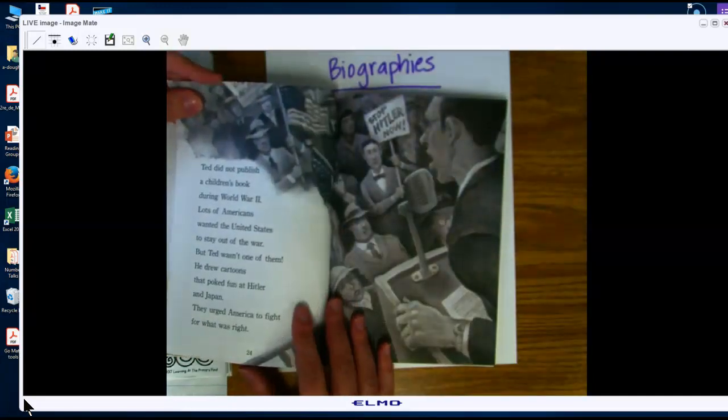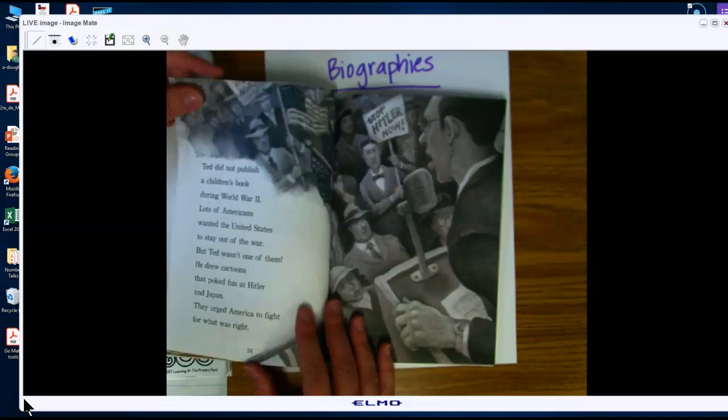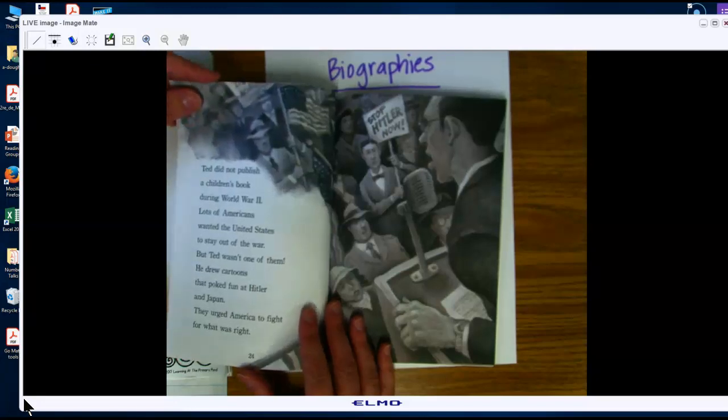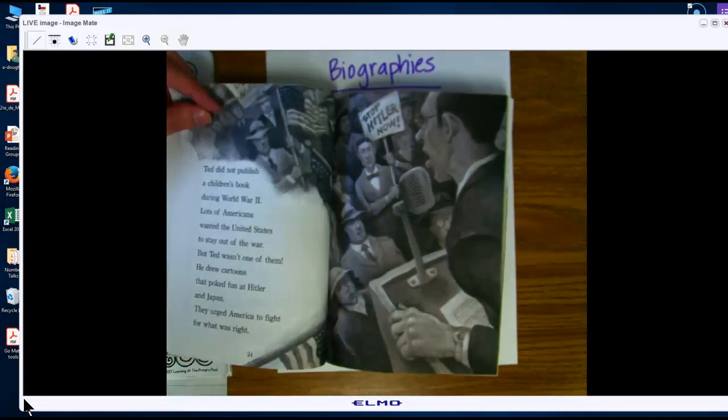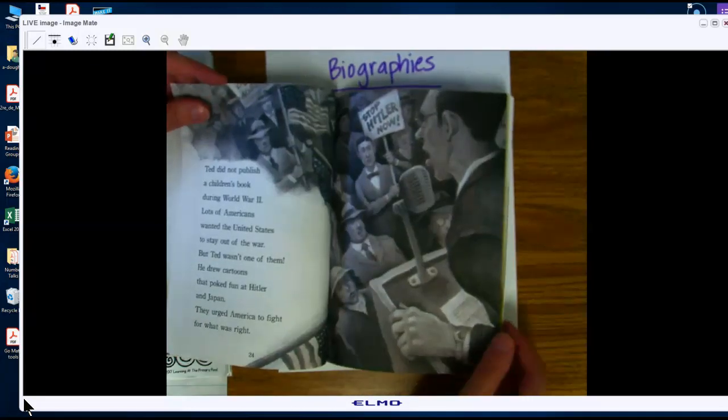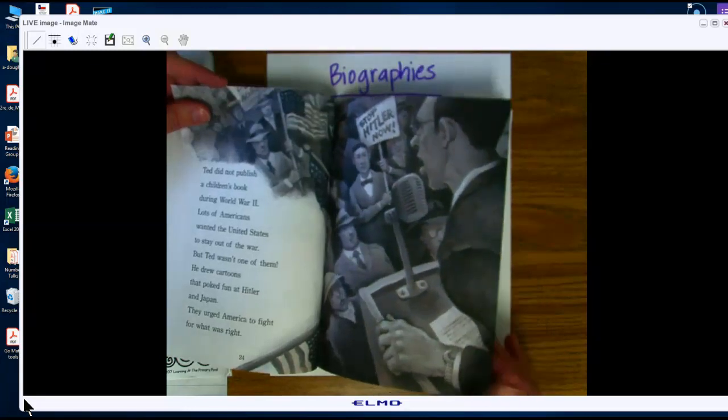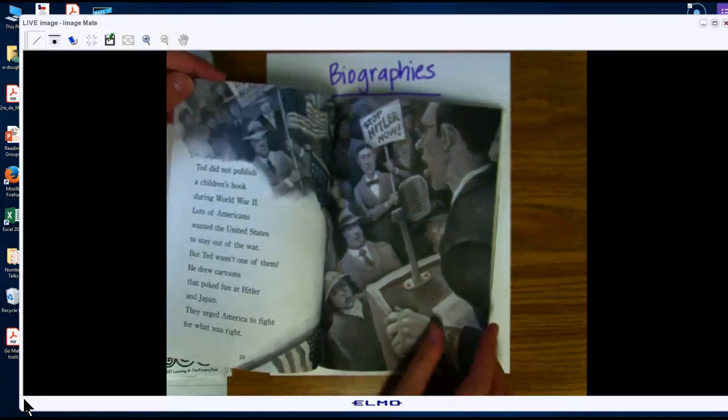Ted did not publish a children's book during World War II. Lots of Americans wanted the United States to stay out of war, but Ted wasn't one of them. He drew cartoons that poked fun at Hitler and Japan. They urged America to fight for what was right. So he stopped making books for just a little bit during the war.